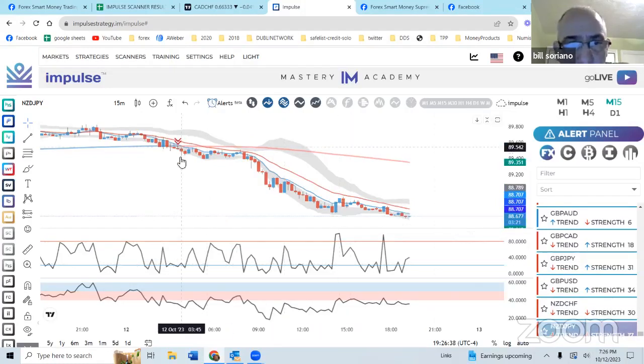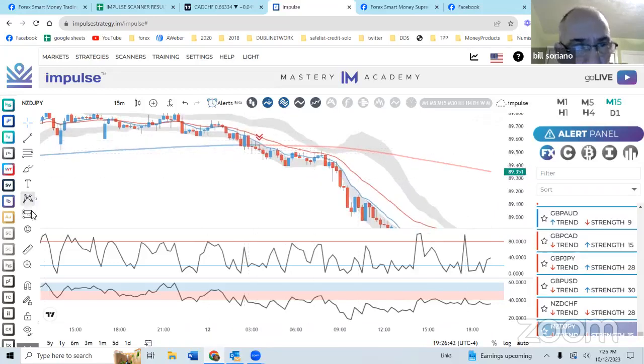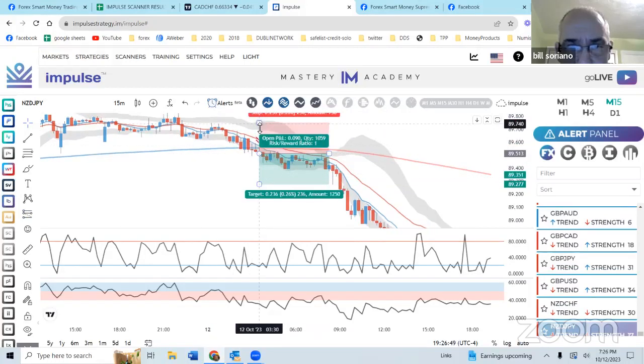NZDJPY, there's an indicator right there that went off. Pretty small candle, right? Again, that's a short position. So we get in at the close of that candle or the open of the next one. Our stop loss goes up at the top of that Bollinger Band right there, the top of that gray area.